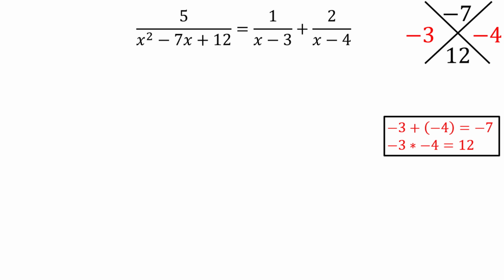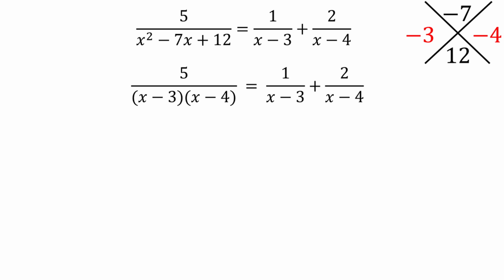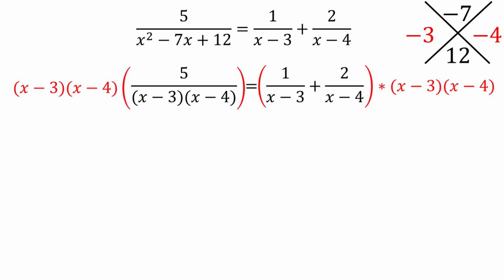Negative 3 and negative 4 add to negative 7 and multiply to positive 12, which is going to make this problem a lot easier to solve. The denominator of the term on the left can be rewritten as 5 over x minus 3 times x minus 4. That means the LCD is x minus 3 times x minus 4. So we multiply both sides of the equation by x minus 3 times x minus 4.